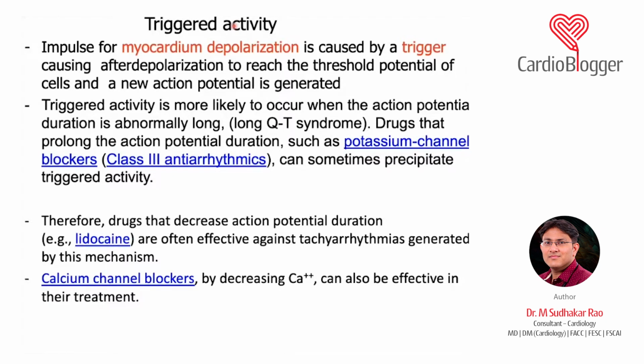So triggered activity is more likely to occur when the action potential is abnormally long. Because of various factors like a patient with long QT syndrome, or the drugs that act on the action potential like the class 1A drugs or the class 3 antiarrhythmics like amiodarone, dronedarone, sotalol, all of these drugs increase the QT interval and the action potential.